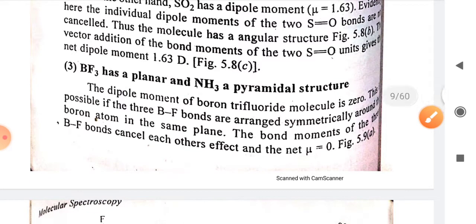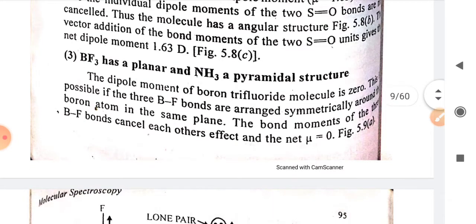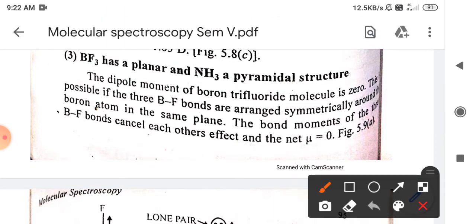Next, what is the nature of BF3 and NH3 molecules? Experimentally we have observed that the BF3 molecule has zero dipole moment, but the ammonia molecule has a certain dipole moment. So how can we explain this?